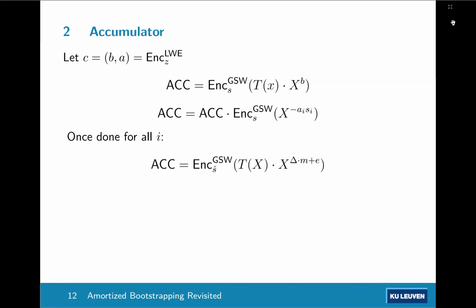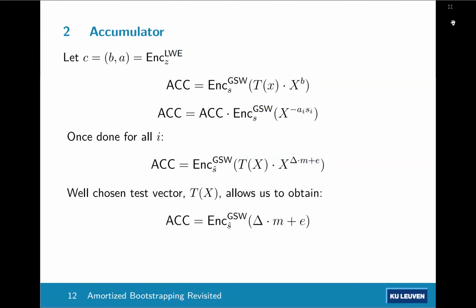Having done this, choosing our initial vector correctly, the T of X, we can actually obtain something much more interesting, a GSW encryption not of X to the power of delta M plus E, but just an encryption of X to the delta M plus E.